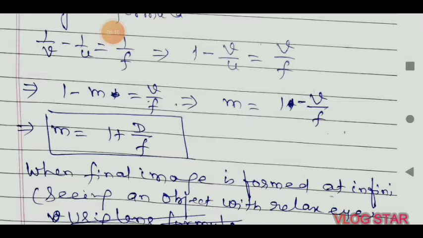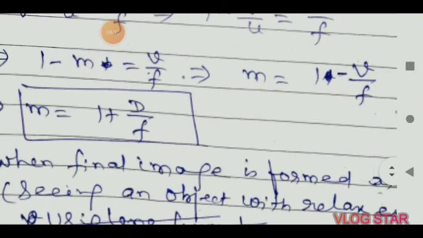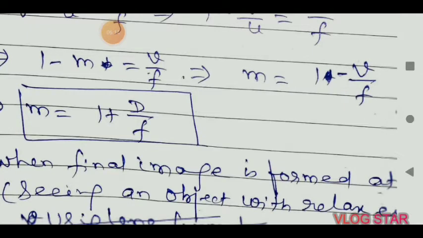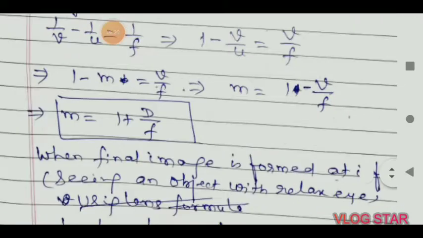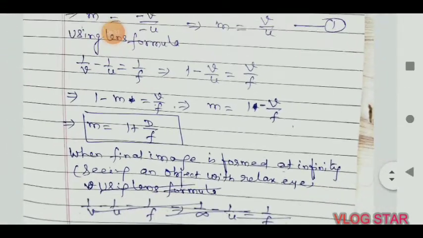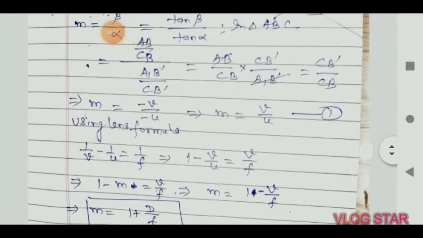Suppose the focal length of the lens is 5 centimeters. So what will be the magnification? That is 25 upon 5 plus 1, that is 6. The object has been magnified 6 times. So in that way magnification takes place. This is the large image of the object.